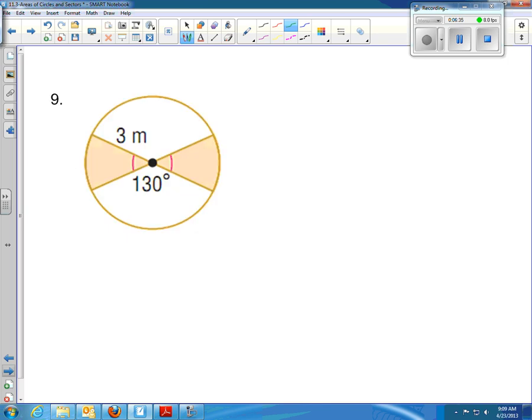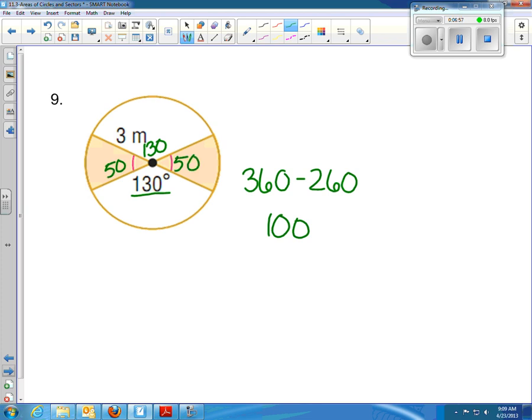Taking a look here at 9, we have 2 sectors that are congruent. And if the bottom here is 130, this top is 130. So to find our degrees for the shaded, let's take 360 and minus the 260, that's our unshaded, and we're left with 100. Now that 100 covers both sections, so each is 50 degrees. But we're just finding the total area of the shaded. So we can actually do this together in one piece.